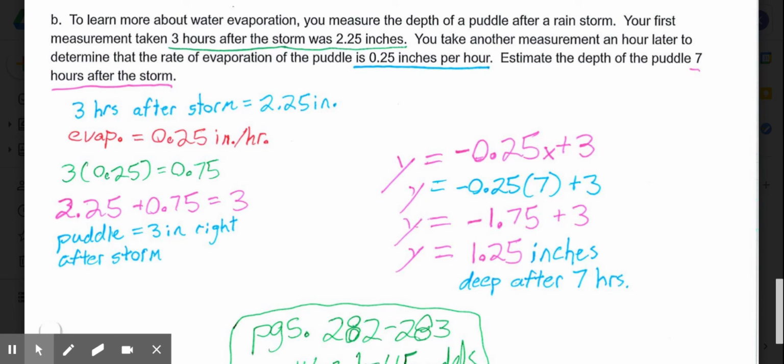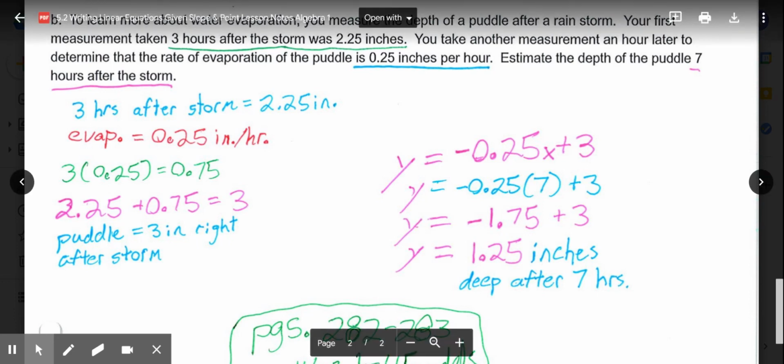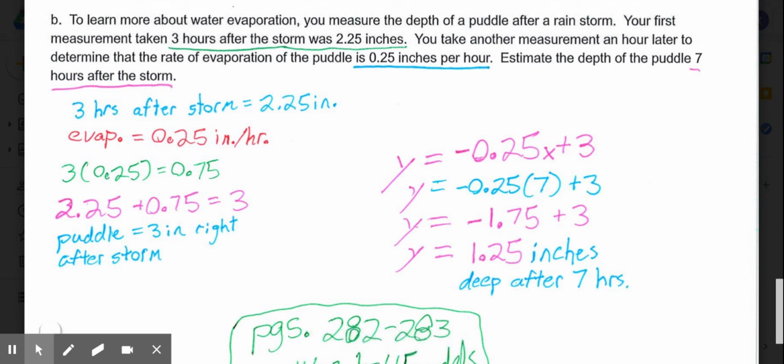Then what we'll do is take the 7 hours after the storm that they're asking about and put that in for x. So 0.25 times 7, and make that negative, is -1.75. So y = -1.75 + 3. So y would equal 1.25 inches. So the puddle is 1.25 inches deep after 7 hours.